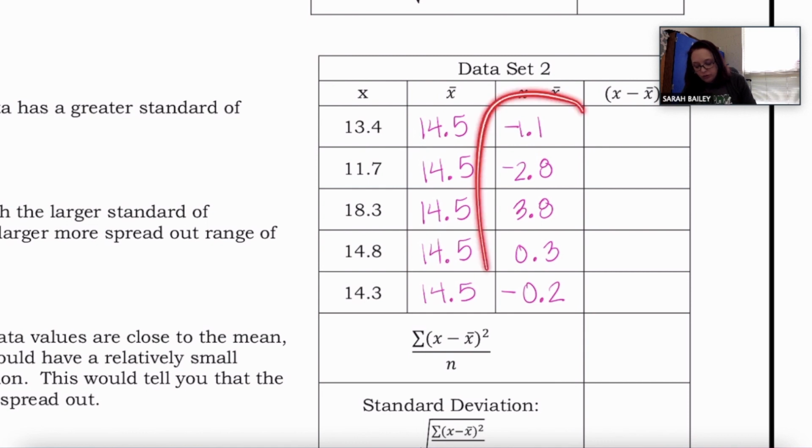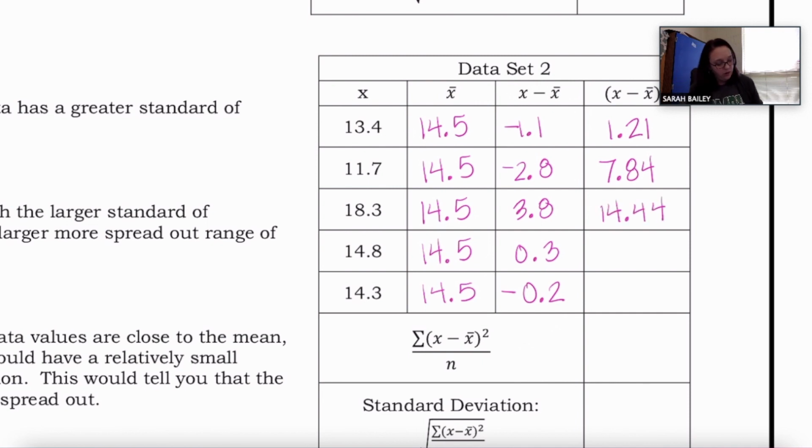Now I've got to square each of those numbers. So now I'm going to do negative 1.1 squared, and that's going to end up being a positive value. Negative 2.8 squared, 3.8 squared, and then 0.3 squared, and 0.2 squared.